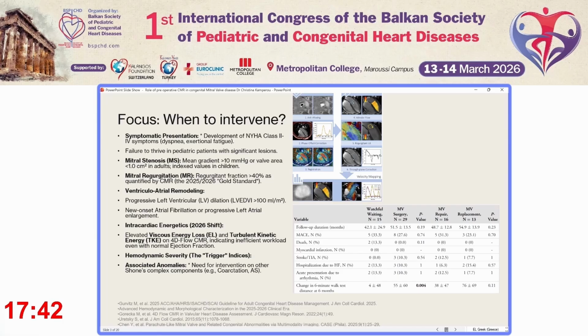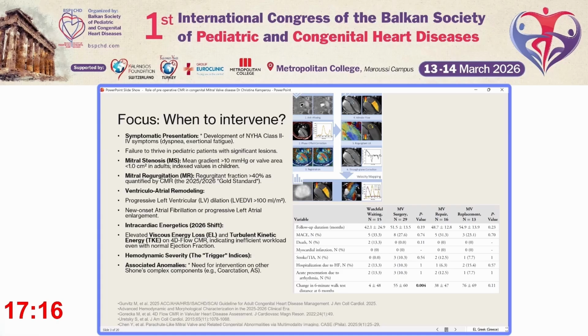Furthermore, we are monitoring ventricular and atrial remodeling with much higher precision. Progressive left ventricular dilatation, defined as an end-diastolic volume index over 100, or the onset of new-onset atrial fibrillation are critical signals that the heart's compensatory mechanisms are failing.